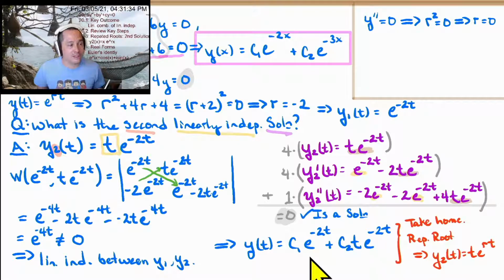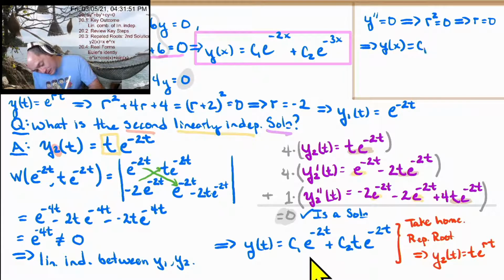Oftentimes when we do math and we see a 0, we start getting uncomfortable, but just proceed as usual. What's that going to mean next? I have y of x. I'm going to write it as x, just because. You'll see in a second. This is equal to c1 e to the 0x plus c2. What's the second solution going to be?